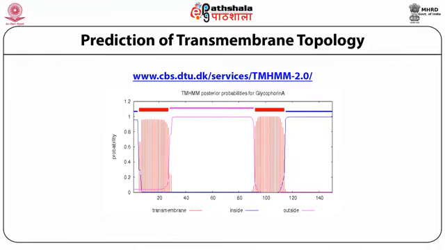TMHMM is used to predict transmembrane helices in proteins. For the sequence of glycophorin A, it predicted two transmembrane helices. The first is the signal peptide and the second is the membrane anchor helix.